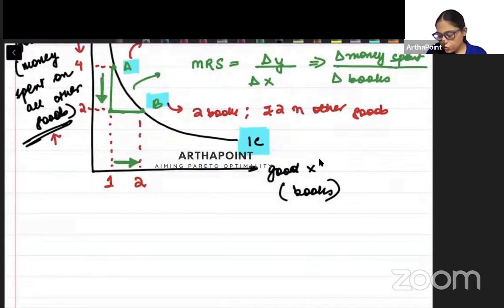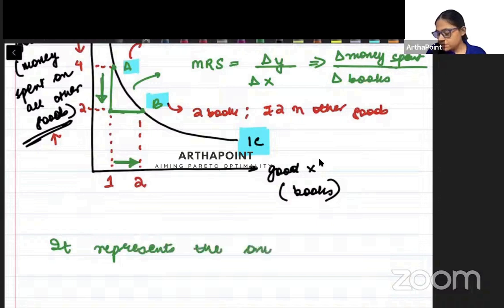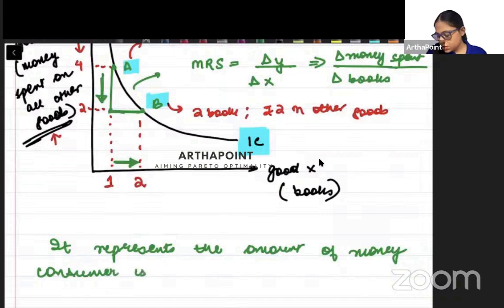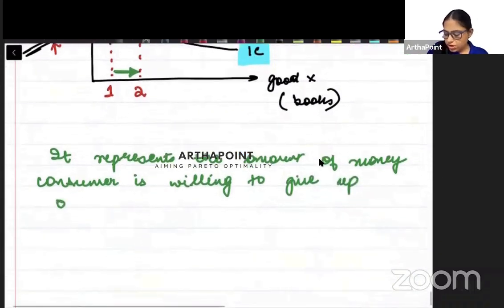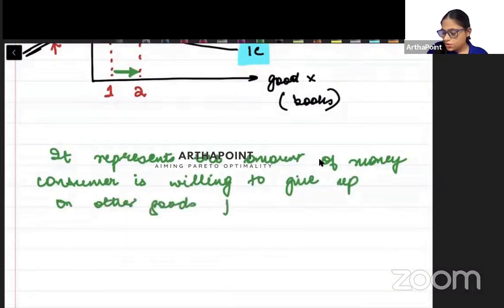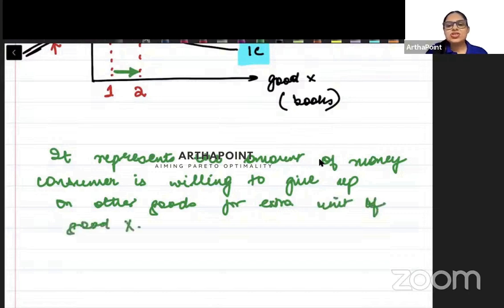So we can say that now it represents the amount of money the consumer is willing to give up on other goods for an extra unit of good X. एक एक्स्ट्रा गुड एक्स के लिए हम बाकी गुड्स पे कितना कम खर्च करने के लिए रेडी हैं. How much am I willing to spend less on the other goods, that can be called as MRS. क्लियर हुई बात? I hope the concept of MRS is clear to all of you. ठीक है बेटा, होमवर्क क्वेश्चन.